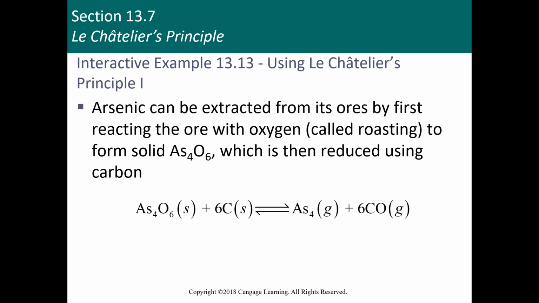So, arsenic can be extracted from its ores by first reacting the ore with oxygen. This is actually called roasting. This will form arsenic oxide, As4O6, which is then reduced using carbon. So you'd put carbon, charcoal essentially, in with this. This would reduce it to the pure arsenic form.